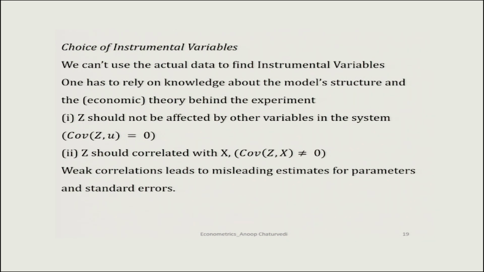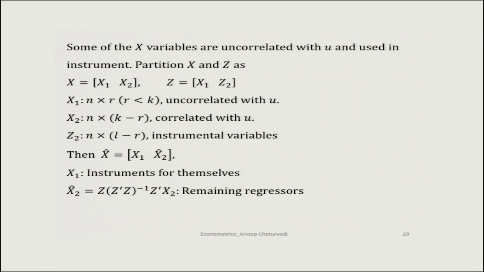Weak correlations lead to misleading estimates for parameters and standard errors. Now, if some of the x variables are uncorrelated with u, you can use those variables as instruments. In that case we partition x and z as x equal to (x1, x2), z equal to (x1, z2). So, we are using this part of x as instrumental variables also.